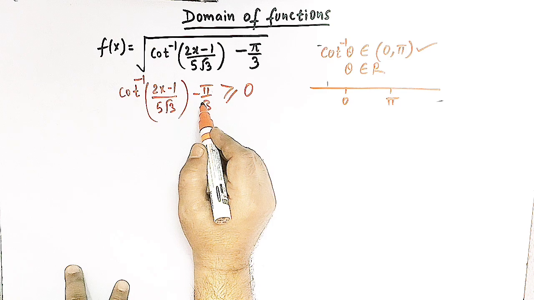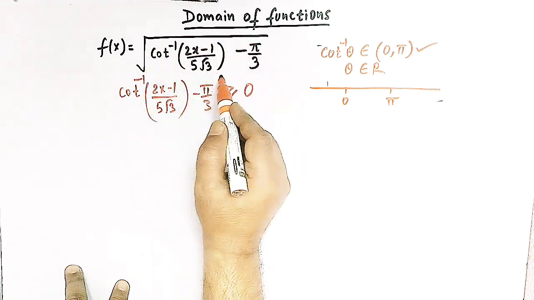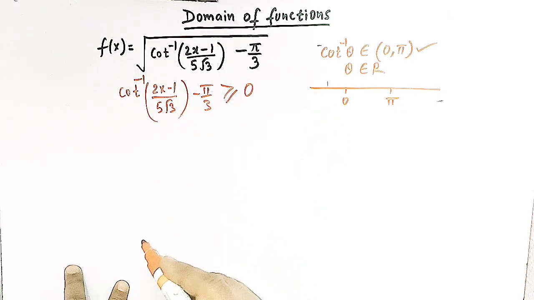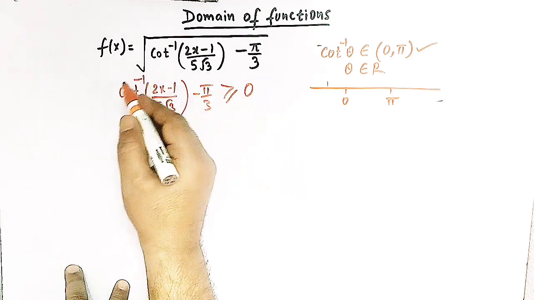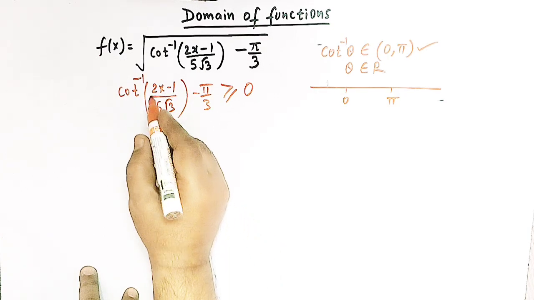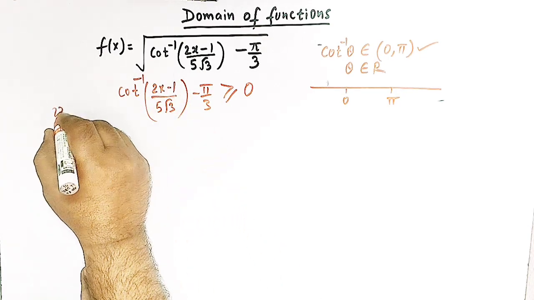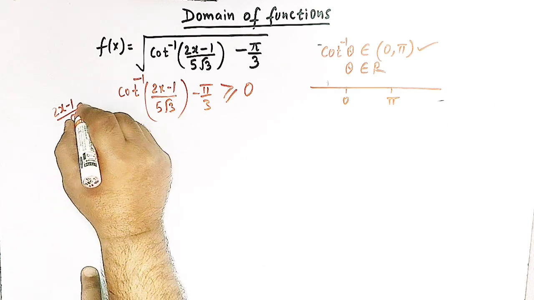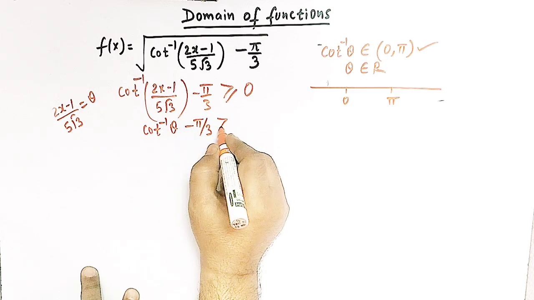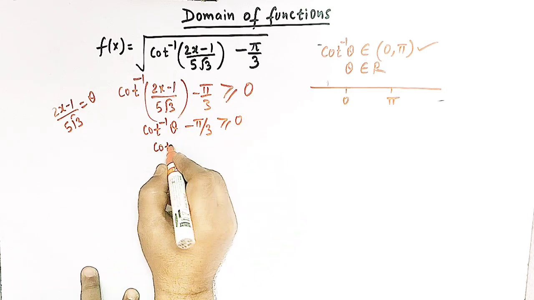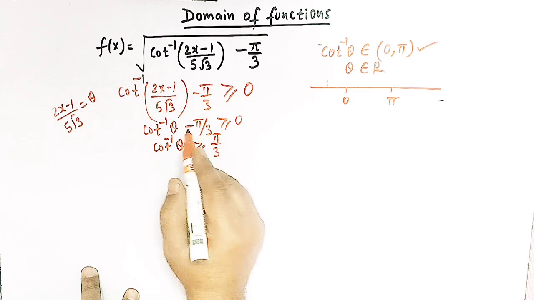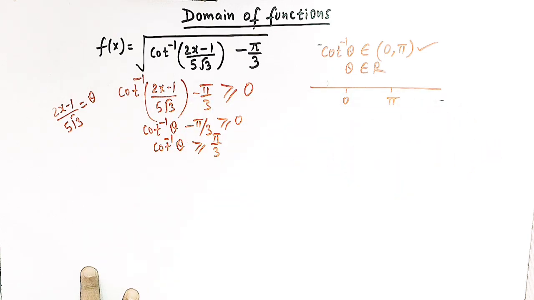So this term has to be positive, right? Because we cannot have a negative number inside the square root sign, because in that case the number becomes a complex number. But here we are dealing with only the real numbers. So now let us take this term, that is (2x minus 1) over 5 root 3, equal to theta, so that we have cot inverse theta minus pi by 3 is greater than or equal to 0. So now we can write cot inverse theta is greater than or equal to pi over 3, taking minus pi by 3 to the right hand side.